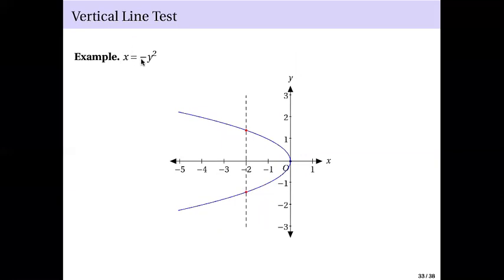Here, x equals negative y squared. The graph is this guy. But notice, if I get this vertical line here, there are two intersections. This guy here and this guy here. And because of that, this equation does not define a function, because there are two intersections already for this vertical line.